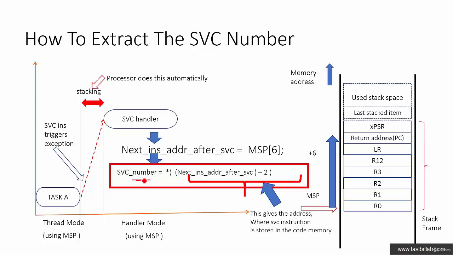I know it is confusing, and don't worry, when we do the exercise, I will explain it better. But the key point is this one. In the handler, you should get the value of the MSP and then move that pointer by 6 and get the value of the return address. And by using that return address, we can then extract the SVC number.